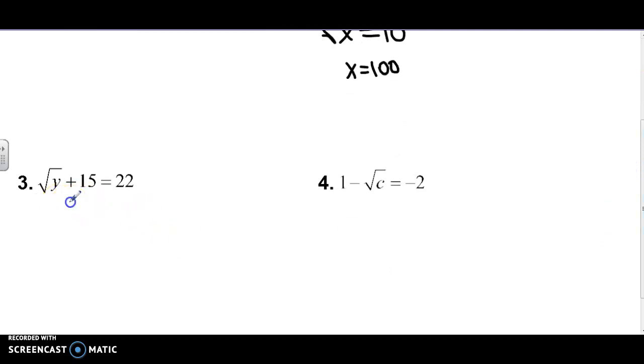For this one here, if we subtract 15 from both sides, we get the square root of y equals 7. So if we square both sides, we get y equals 49.